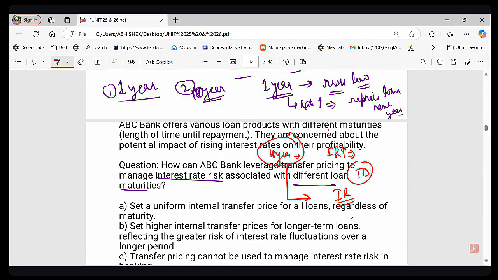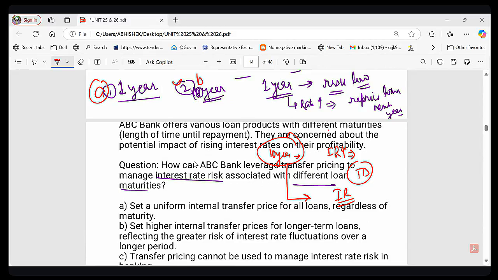Suppose these are fixed rate loans. In which case will interest rate risk be more? Option A, 1 year, and option B, 10 year. What do you think? The bank treasury department assigns higher internal transfer pricing to the long term loan. So obviously 10 year, because I have just given you the example. In the case of 10 year, you will not be able to reprice the risk.